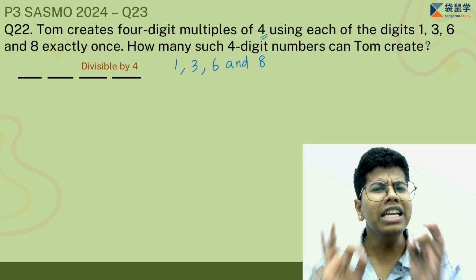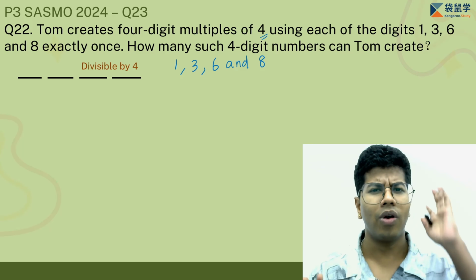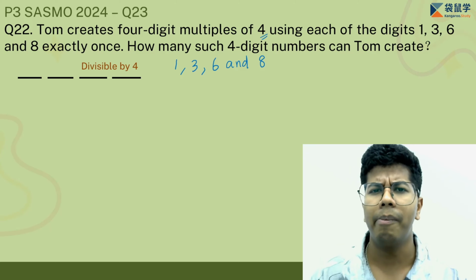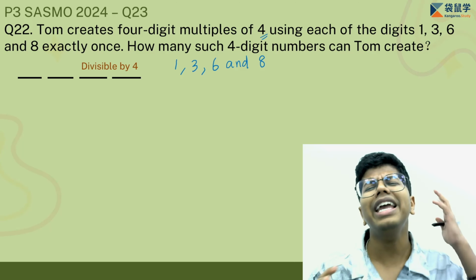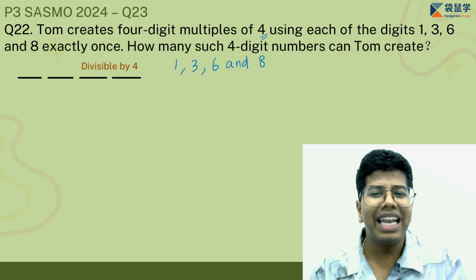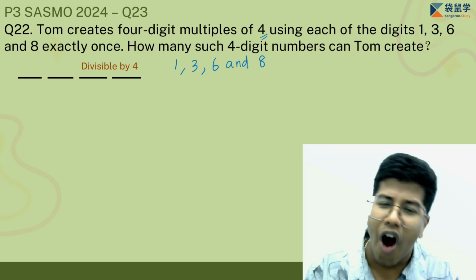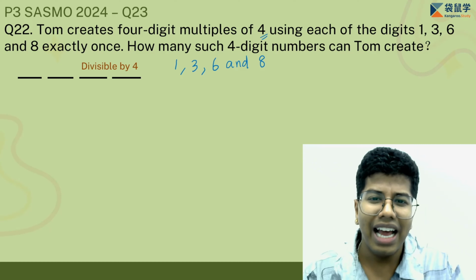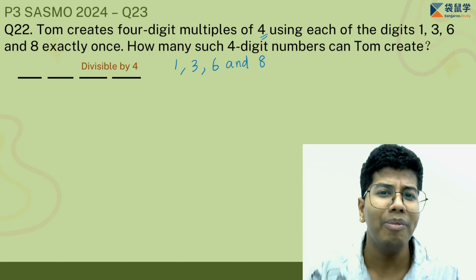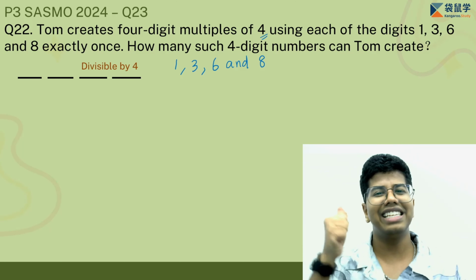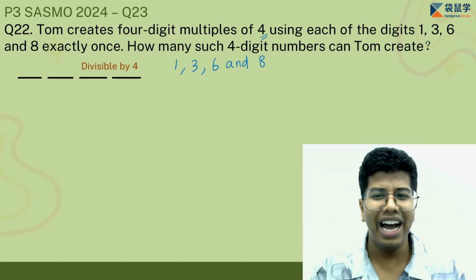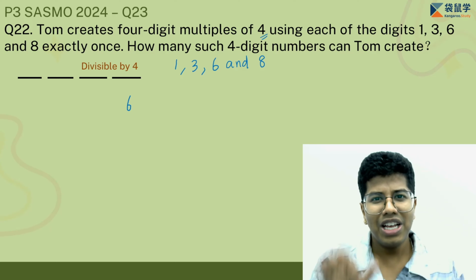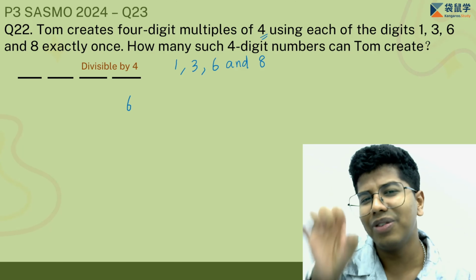Now, for any number to be divisible by 4, the number has to be an even number or an odd number? Of course, it's going to be an even number, right? So the last digit should be even or odd? Yes, it should be an even digit. So out of these digits, how many even digits do I have? Yes, it's either 6 or 8. So the last digit I can put is 6 or 8. Now, let's start with 6.